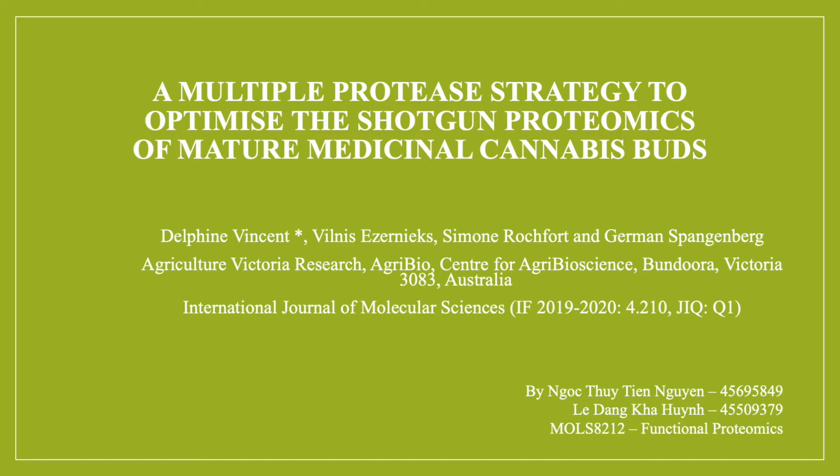Today we are going to present a paper titled A Multiple Protease Strategy to Optimize the Shotgun Proteomics of Mature Medicinal Cannabis Buds. This paper was written by researchers from Agriculture Victoria Research AgriBio Center in Victoria. It was published in International Journal of Molecular Science with impact factor 2019-2020 of 4.21.